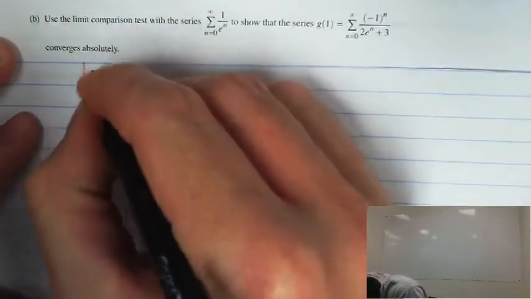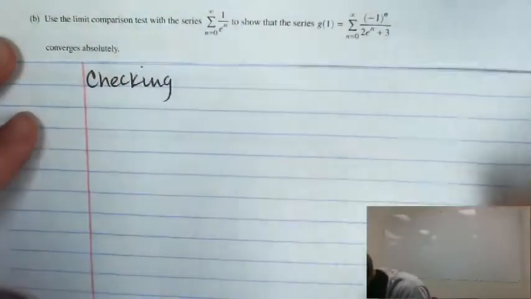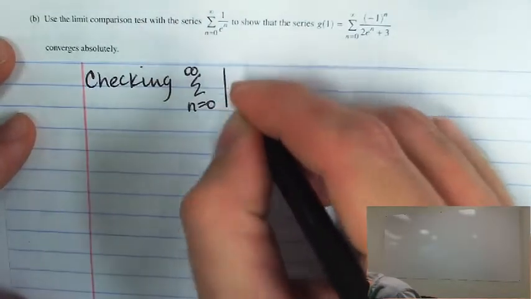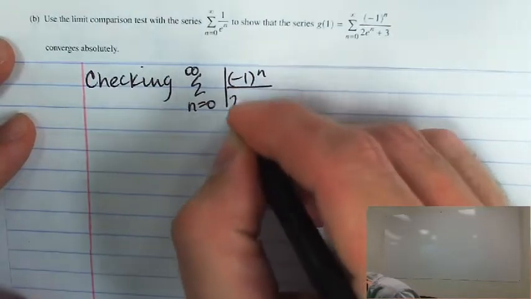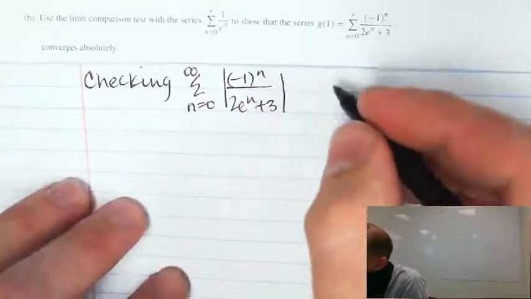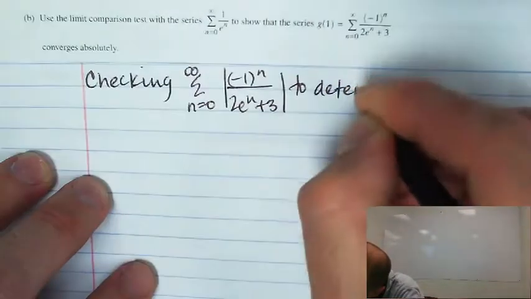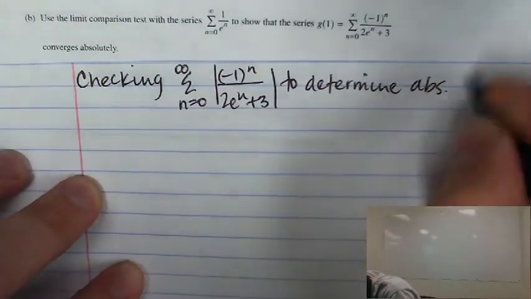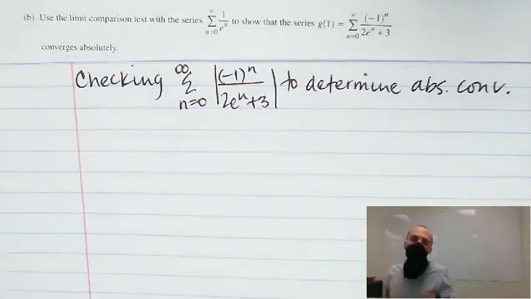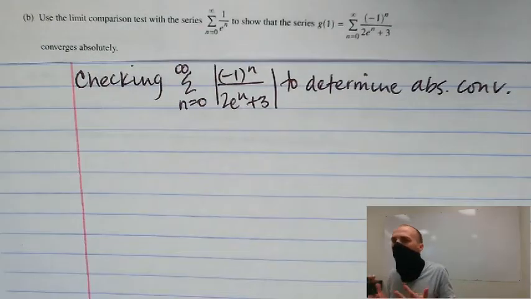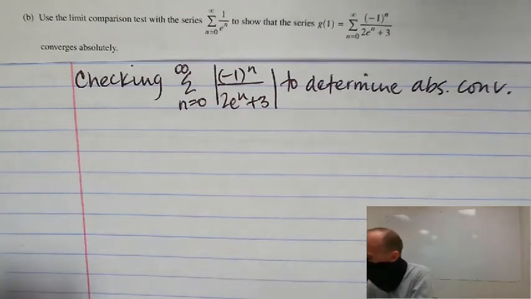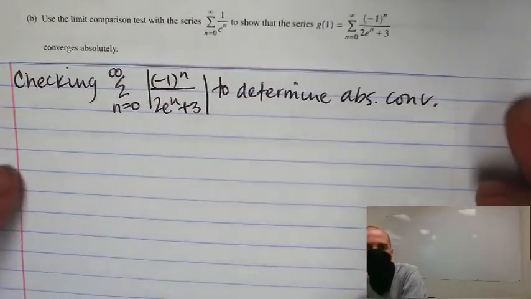So I'm going to just tell the reader I'm checking the sum from n equals 0 to infinity of the absolute value of (-1)^n over 2e^n plus 3, to determine absolute convergence. Okay, I'm not sure. I feel like this is necessary, but I'm not 100% sure. There might be something about the limit comparison test that I'm not exactly thinking of right now that would make this not necessary.